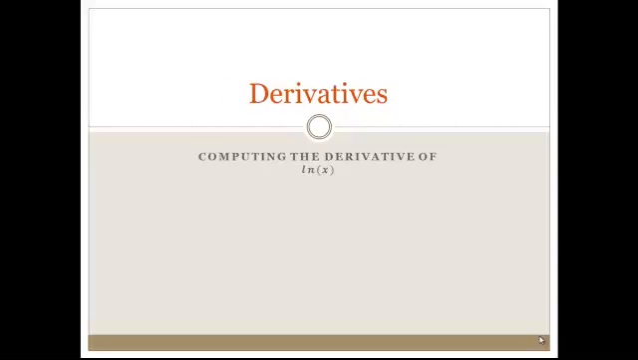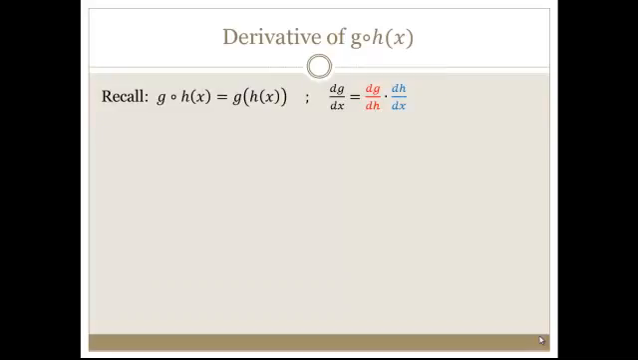We will now compute the derivative of the natural log of x, which is the only function left whose derivative we need to compute. To do this, we will use the chain rule. If we have the composition of two functions, g circle h of x, or g of h of x, then we can compute the derivative dg dx as the derivative of g with respect to h times the derivative of h with respect to x.